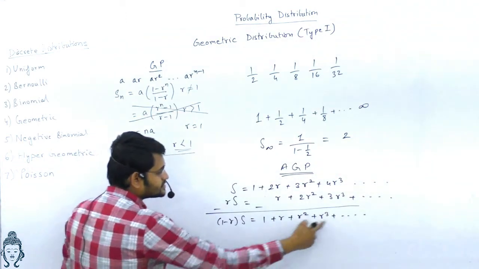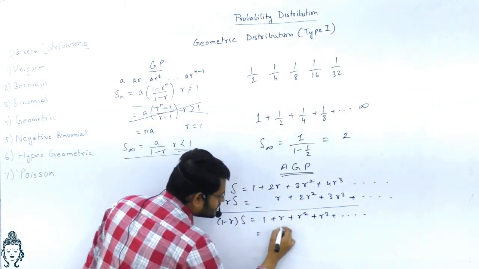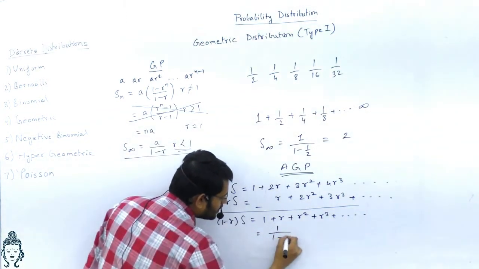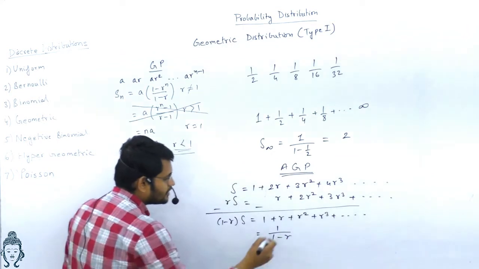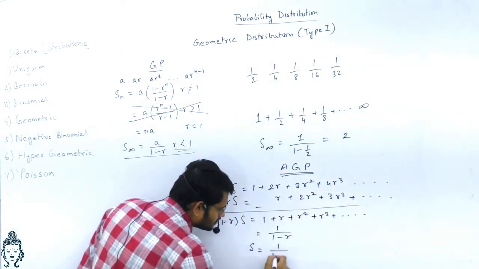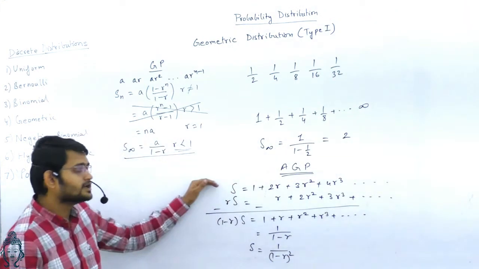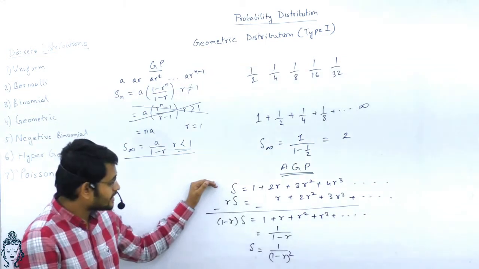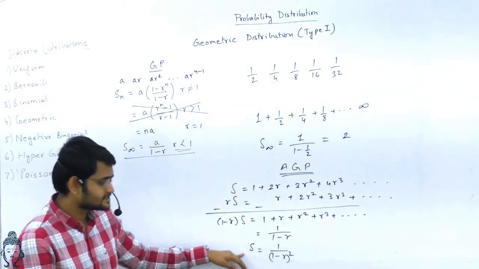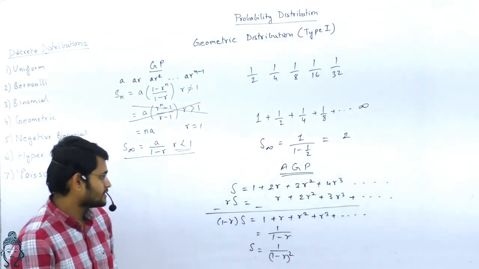So this is nothing but an infinite GP that will give you the value 1 by 1 minus R, or our S is going to be 1 upon 1 minus R the whole square. So this particular arithmetic geometric progression, or AGP, is going to give us S as 1 upon 1 minus R square.